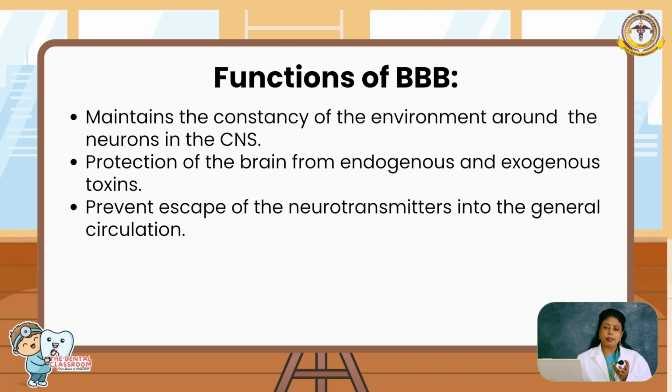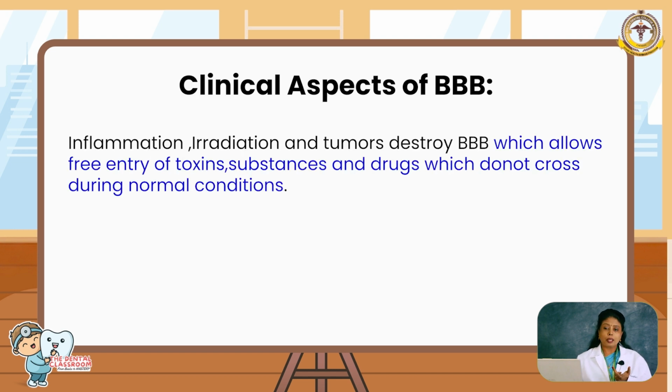If you see the function of the blood-brain barrier, it maintains the constancy of the environment around the neurons in the central nervous system. It protects the brain from endogenous and exogenous toxins. Also, it prevents the escape of neurotransmitters which are produced by the neurons into the general circulation. Let us see the clinical aspect of the blood-brain barrier. So what will happen if the blood-brain barrier is damaged and when will it happen? During inflammation, irradiation or tumors, this blood-brain barrier can be damaged. This will allow free entry of toxins, substances and drugs into the brain, which normally does not occur.